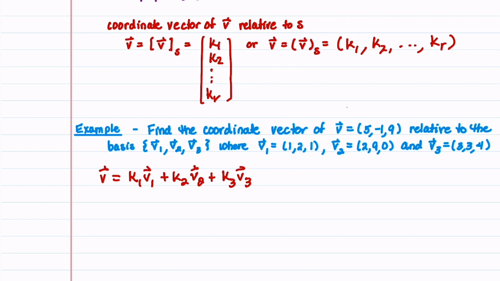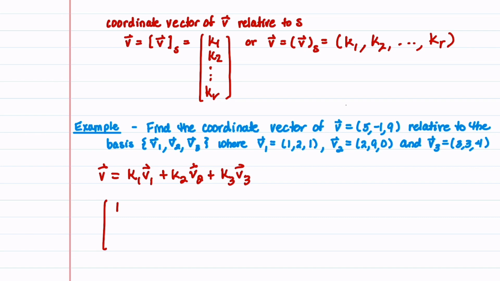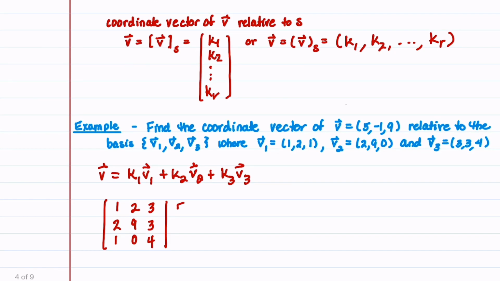To find v sub s, which is given by our k's, we have to find our k's. In order to find the k's, we're going to write this equation in matrix form. So we're solving for the k's, so we write down our v's. v1 goes in the first column, v2 goes in the second column, and v3 goes in the third column. We then augment that with v, 5, minus 1, 9.